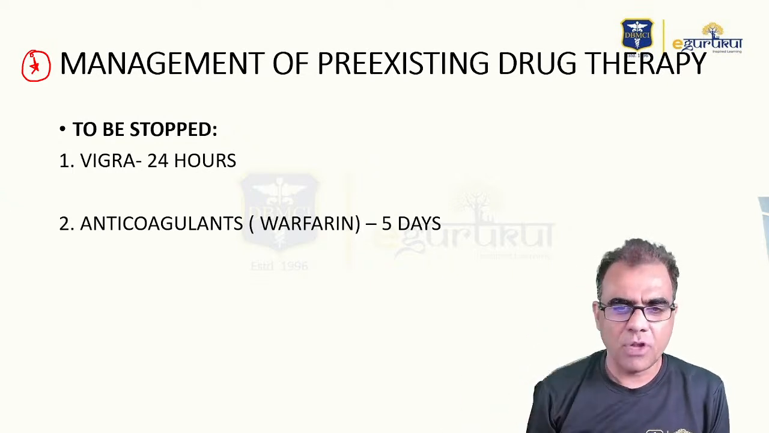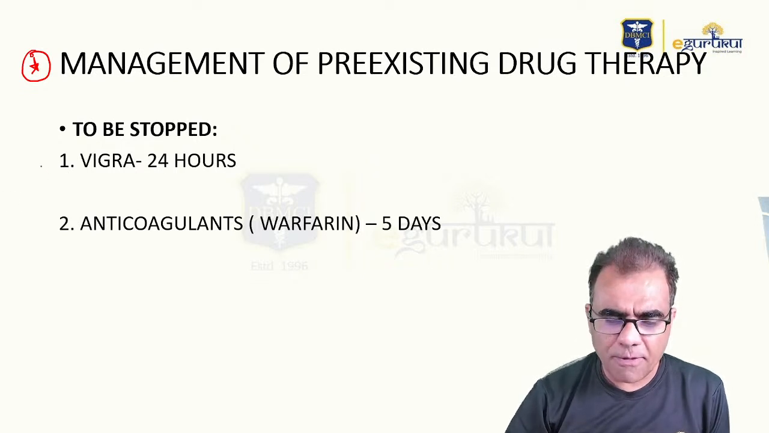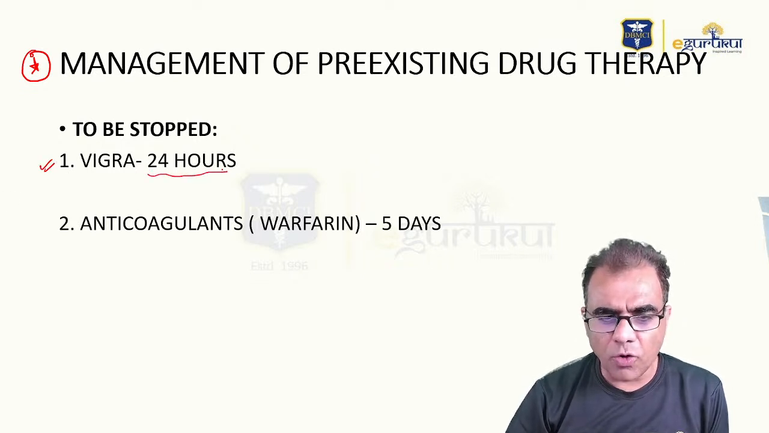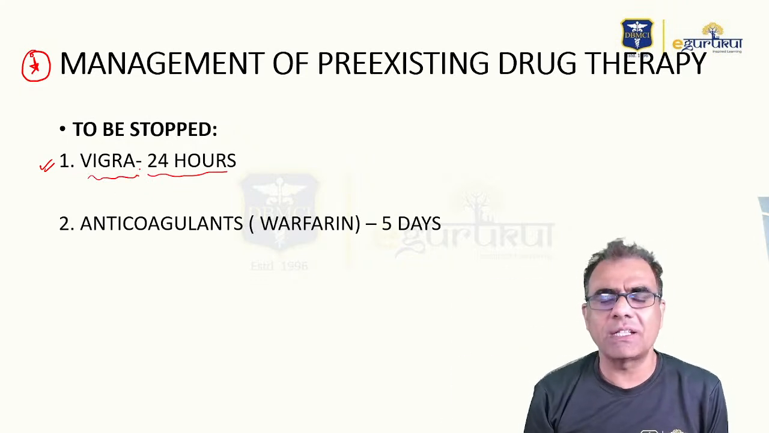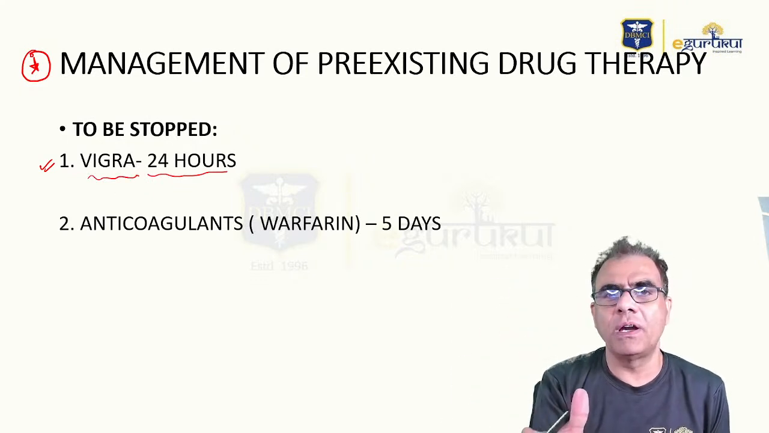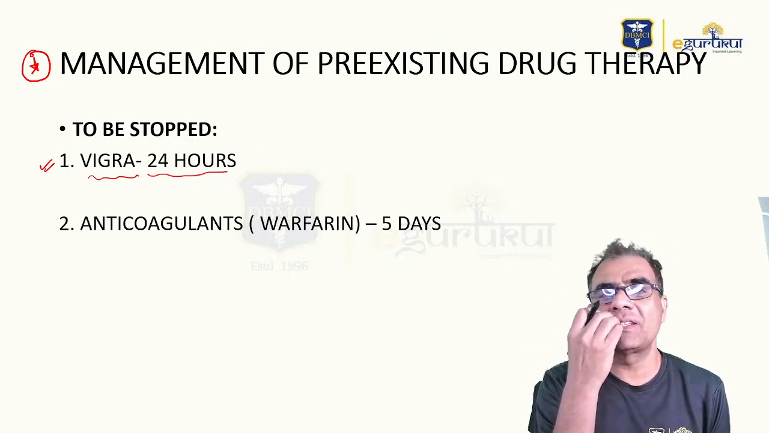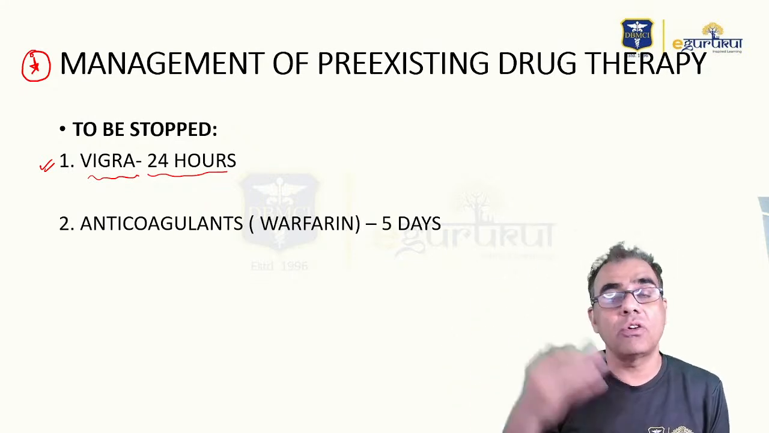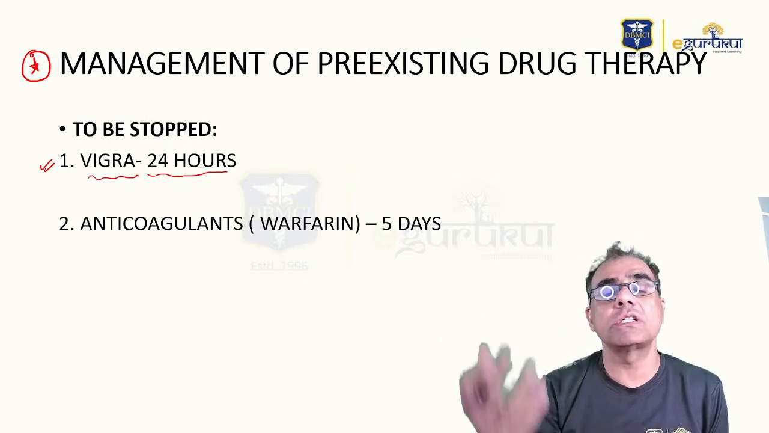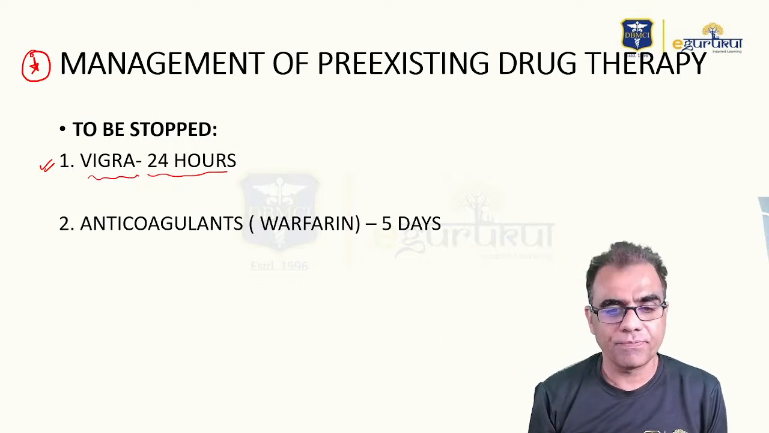Very frequently asked. So drugs which need to be stopped: Viagra, 24 hours. And the reason, we all know that it causes sympathetic stimulation, and surgery itself is a stressful period. So if there's already sympathetic stimulation and you add further stress, that can cause severe hypertension or severe life-threatening arrhythmias.